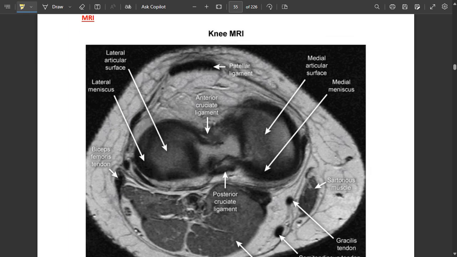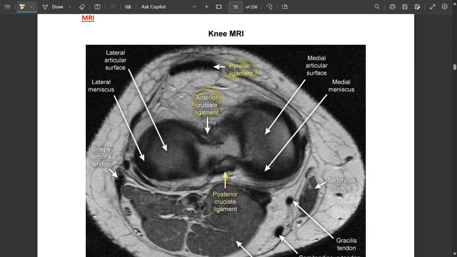So this is the MRI of the knee. This is the patellar ligament, present in the anterior part. You see the posterior cruciate ligament is present posteriorly, while the anterior cruciate ligament is present anteriorly.